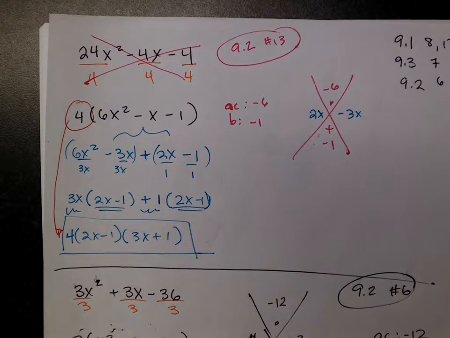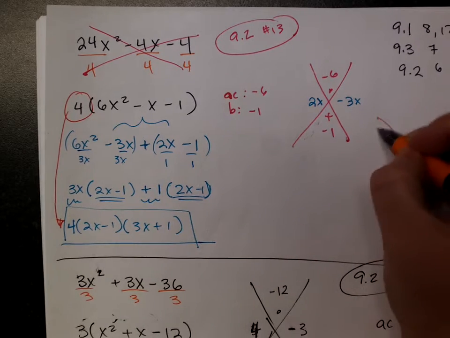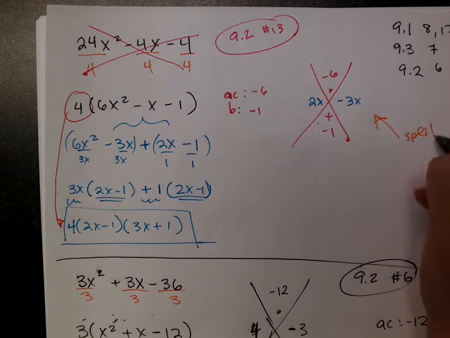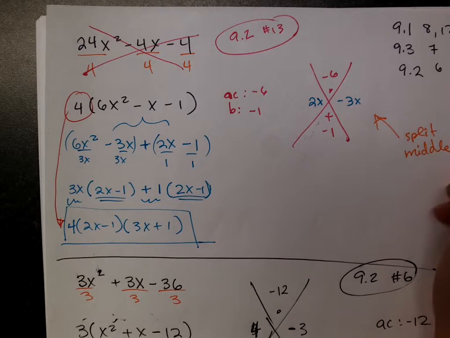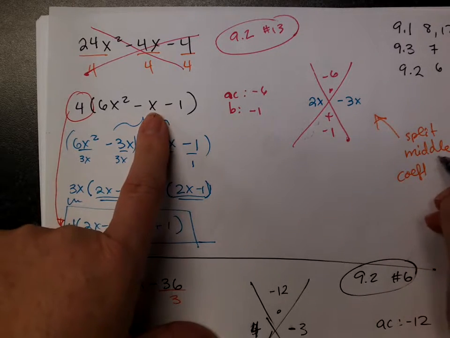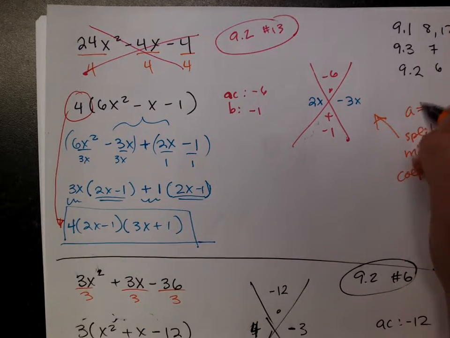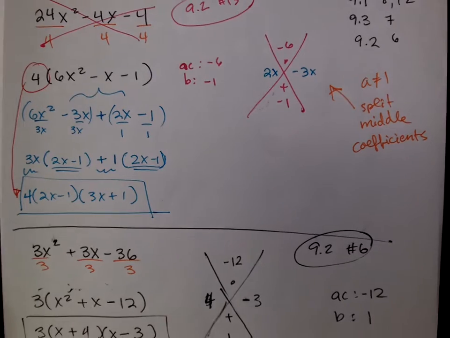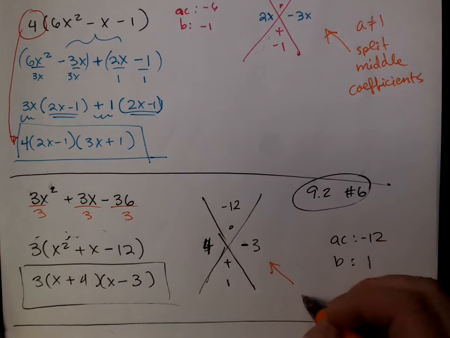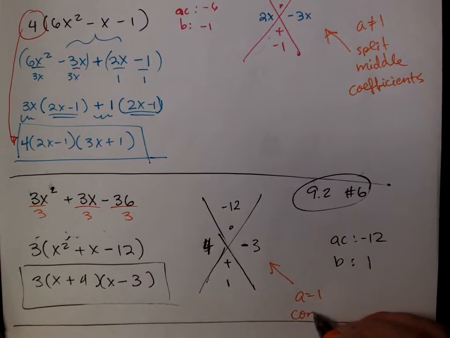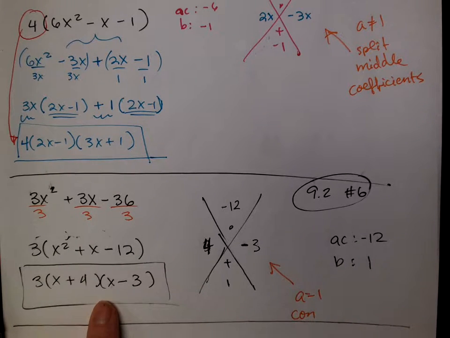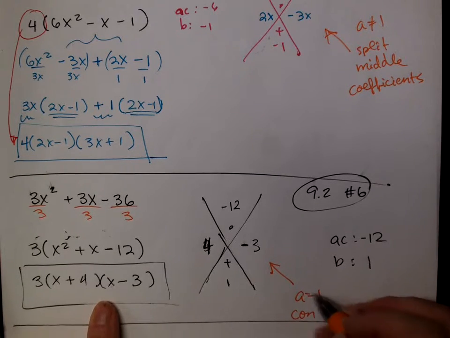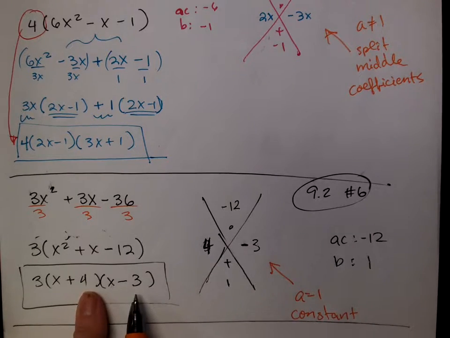I'll make a note of that. Here, those numbers are your split middle coefficients. You tack them onto whatever your middle variable is. And here, that's when a is not equal to 1. Those are your split middle coefficients. When a is equal to 1, that's when you do the substitution. No, substitution is a different method for when it's quadratic in form. We can touch on that a little bit later. So when a is equal to 1, that's when your magic numbers are your constants in your binomials.